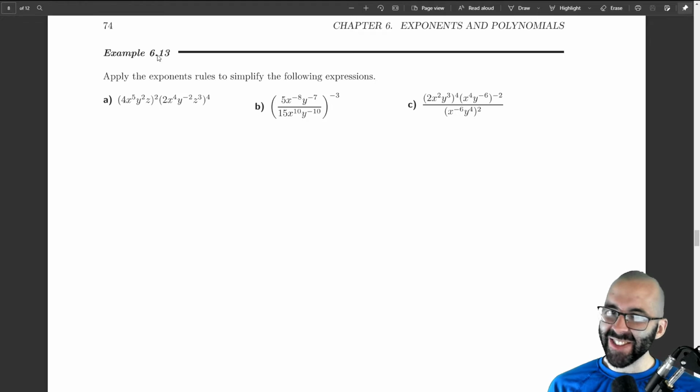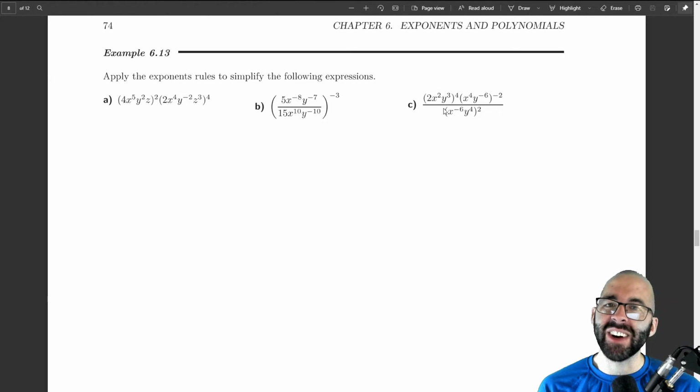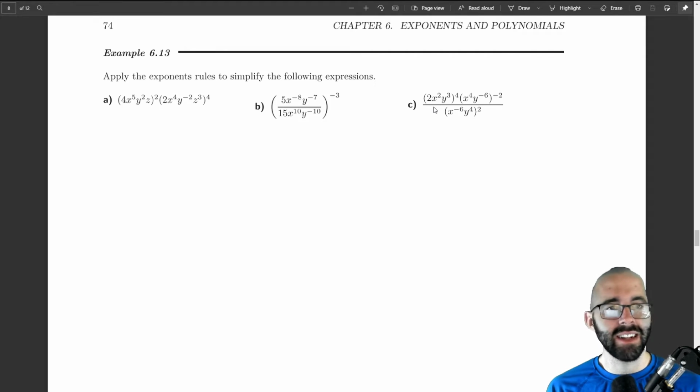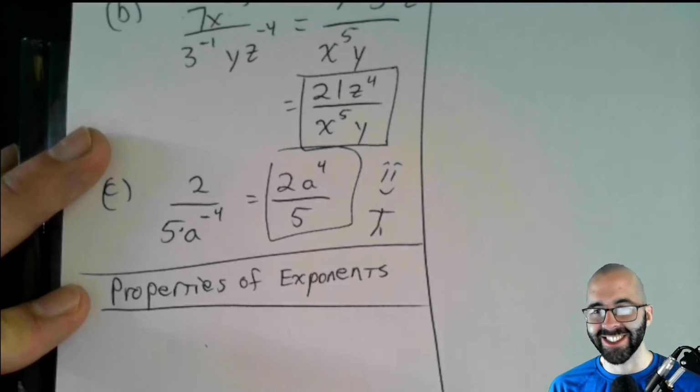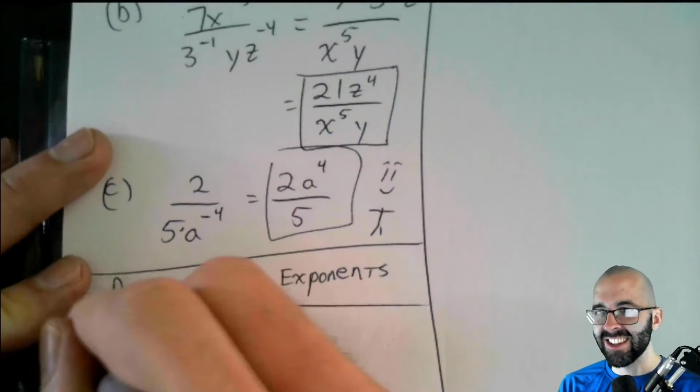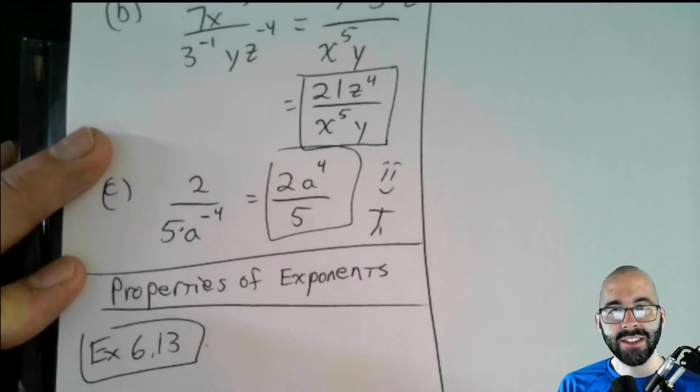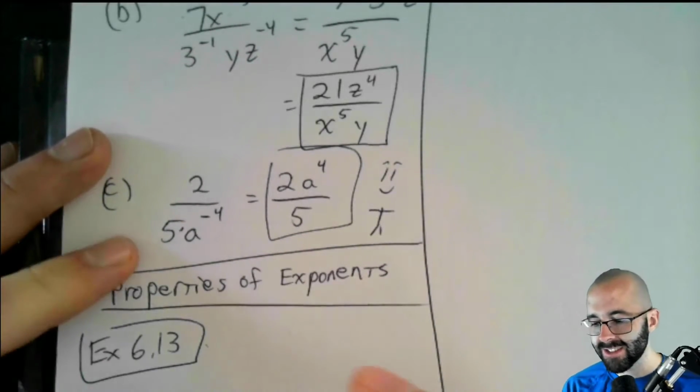So it's only one example, but it's got 3 parts and each one's a doozy. So just take it slow. Don't be overwhelmed. Take your time. Do the steps. Get the right answer. That's all there is to it. Example 613. And then we'll move on to scientific notation for the last 2 videos.